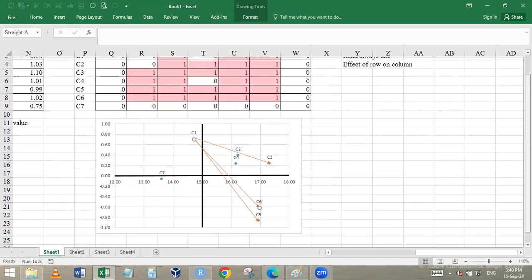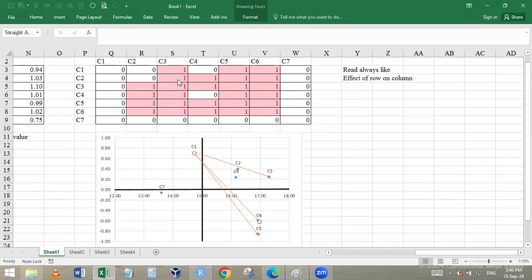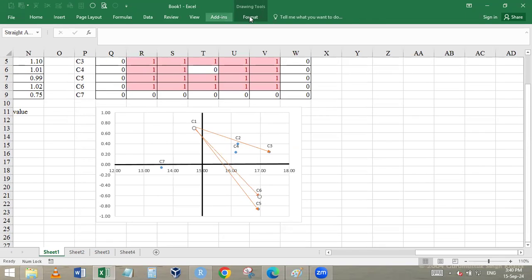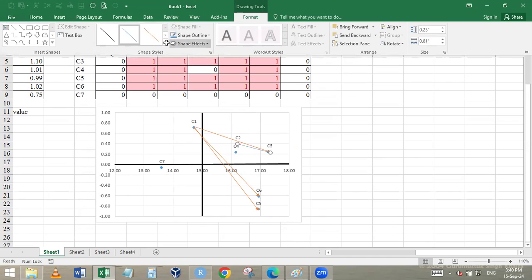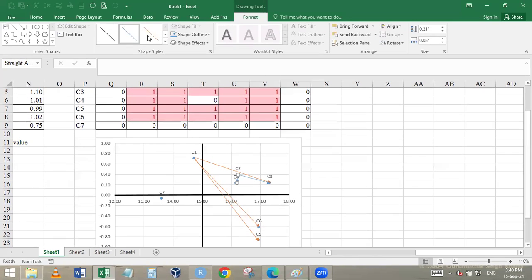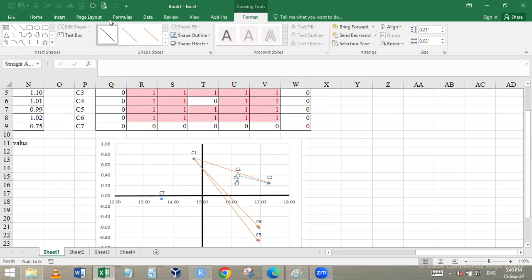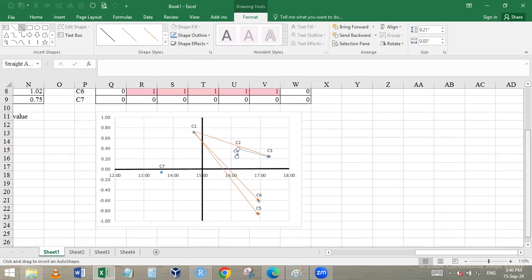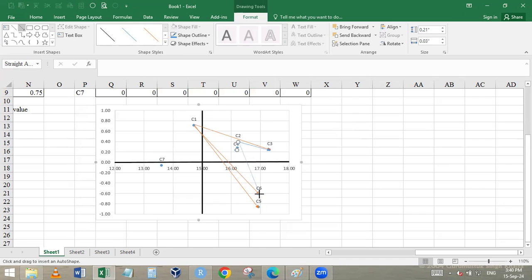Let's go to C2. From C2, there is an arrow on C3, C4, C5, C6. Now let me go back. This is C2. There is an arrow on C3. Let me change its color. Its color is blue. Then another one, it's C4, also a blue color. Then there is an effect on C5 and C6. So from C2 there is a C6 blue color, and then there is an effect on C5, a blue color.